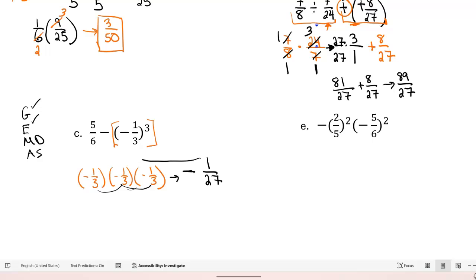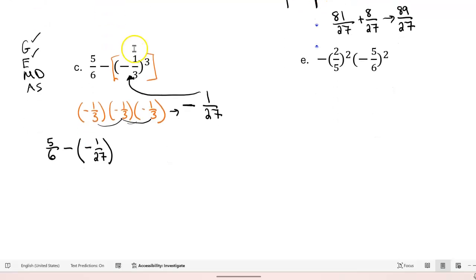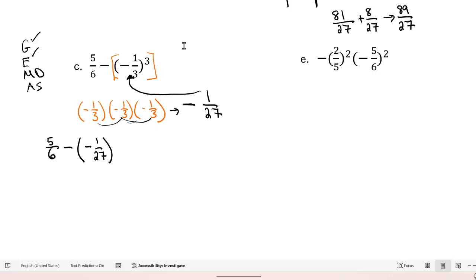All right, so this replaces the exponent. Those parentheses are still there. There's nothing that we've done has eliminated those. So we have 5/6 minus parenthesis negative 1/27. Okay, now two negatives make a positive, right? So I'm going to go ahead and show that. And that gives me what my last step is going to be. So I have 5/6 plus, I'm just cleaning up a little bit.